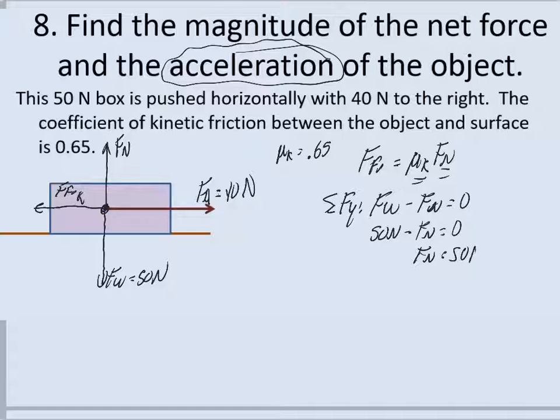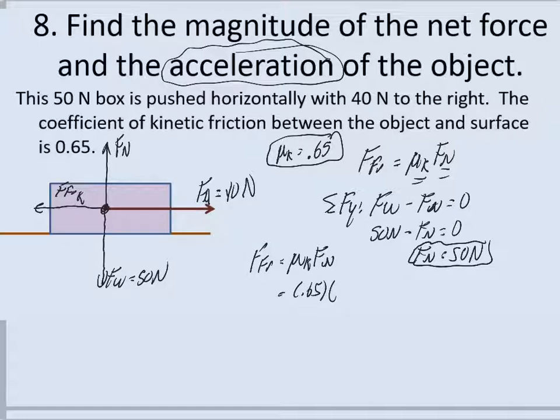So if I know the normal force is 50 newtons, I'm going to use that along with my mu k to help me find my friction force. So friction force equals mu k times normal. And mu k is 0.65, and normal force is 50 newtons. So the friction force is equal to 32.5 newtons.